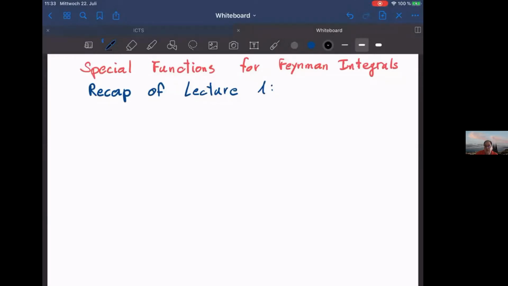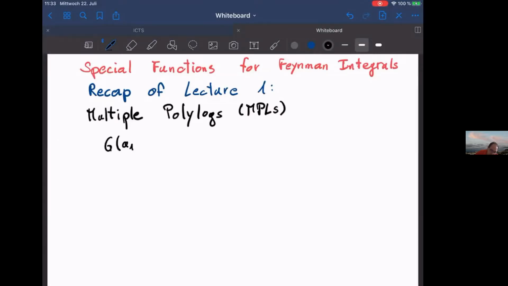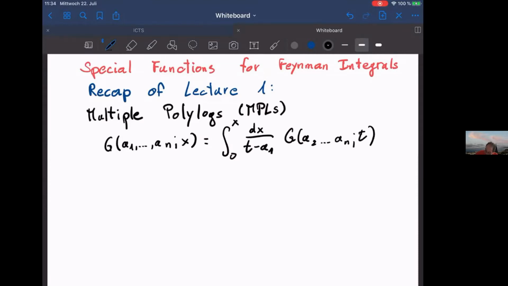So we focused here on the simplest class of functions that we know shows up, which we called multiple polylogs, and I abbreviated them MPLs. I remind you that they were defined as iterated integrals, an integral from 0 to x, and in the integrand you have the same function, but with one index less. And the number of these indices, the number of integrations, we called the weight.